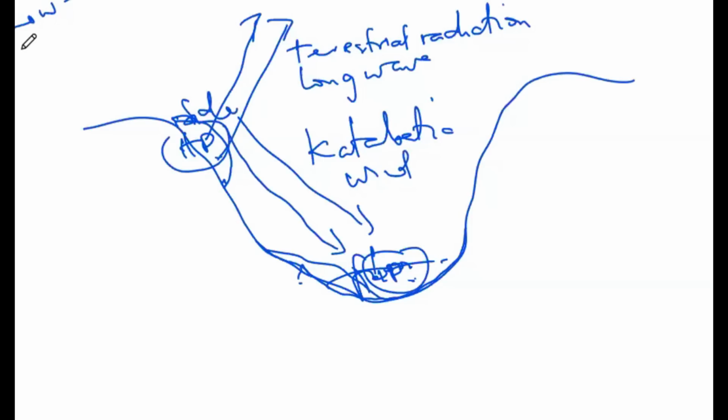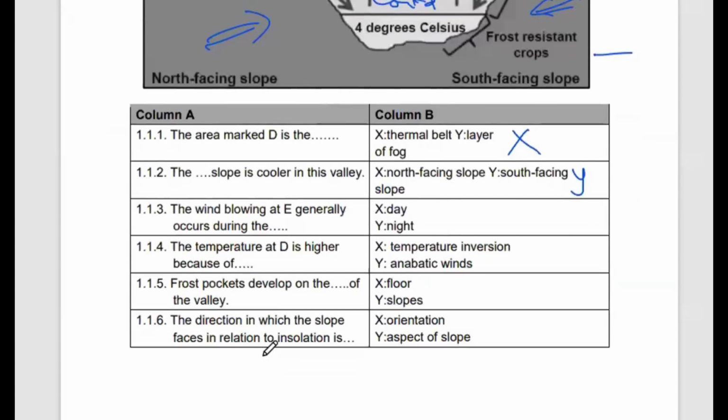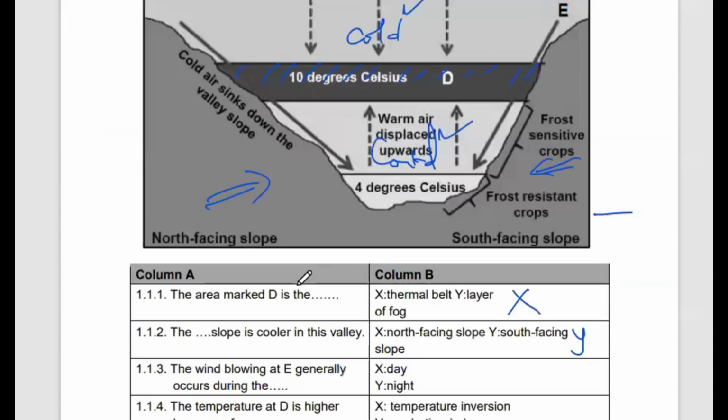Right. So we go back to our question and try to relate the concepts to the question and try to answer the question. The wind blowing at E generally occurs during, right? So if we check at E, this is a downslope. We are seeing our arrow is pointing to the valley floor. So when does that happen? When do we have downslope winds occurring in the valley? Right. Our correct response is Y. That is typically a katabatic wind, which is realized during the night.